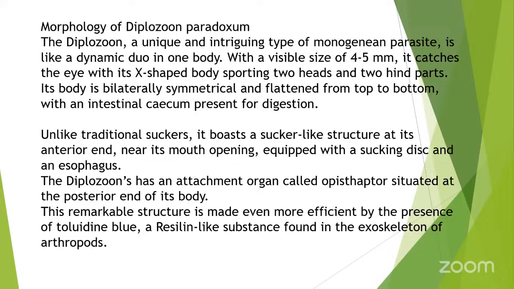for digestion. Unlike traditional suckers, it boasts a sucker-like structure at its anterior end near its mouth opening, equipped with a sucking disc and an esophagus. The diplozoan has an attachment organ called the opisthaptor situated at the posterior end of its body. This remarkable structure is made even more efficient by the presence of a resilin-like substance found in the exoskeleton of arthropods.